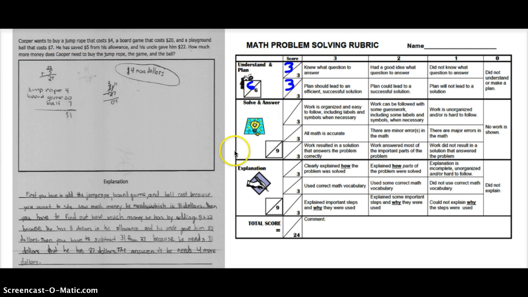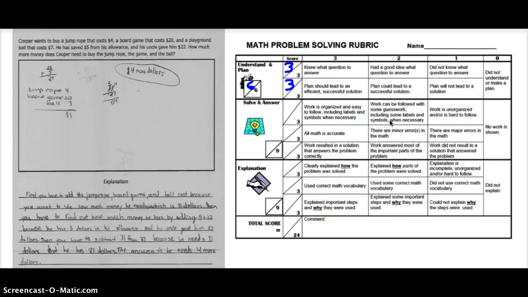Now we move on to the solve and answer section. This section is worth 9 points of the total 24. In our first section, it's all about how the work is organized. So work is organized and easy to follow, including labels and symbols where necessary. Over here, work can be followed with some guesswork, including some labels and symbols where necessary.